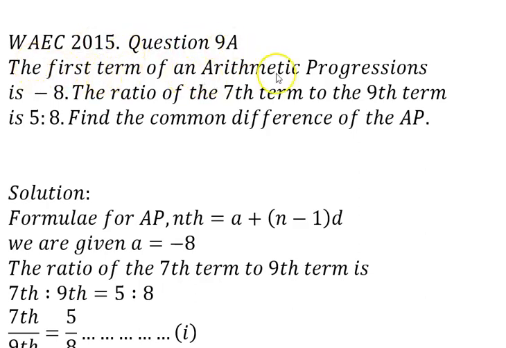The first term of an AP is minus 8. The ratio of the 7th term to the 9th term is 5:8. We have to find the common difference of the AP. Now, we are given the first term to be minus 8. Now, the ratio of the 7th term to the 9th term. So this 7th term is 5, this 9th term is 8, in ratio form. We have to look for the what? Common difference. So this is just a way of putting some intrigue in the question.